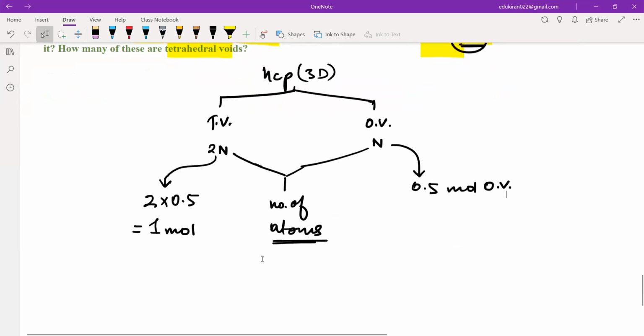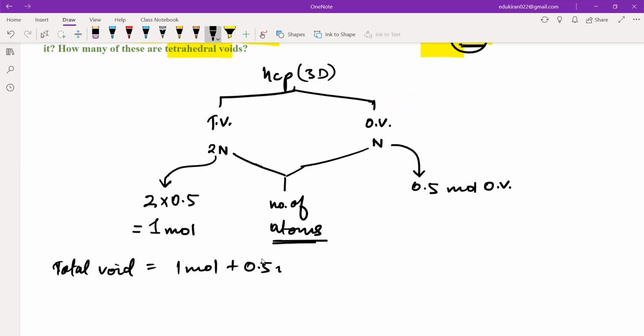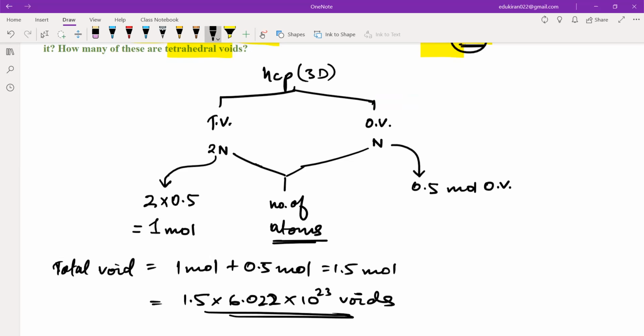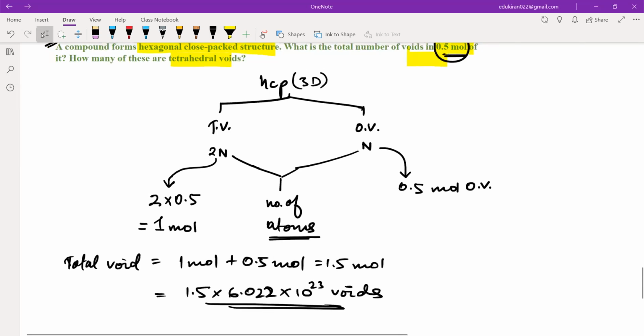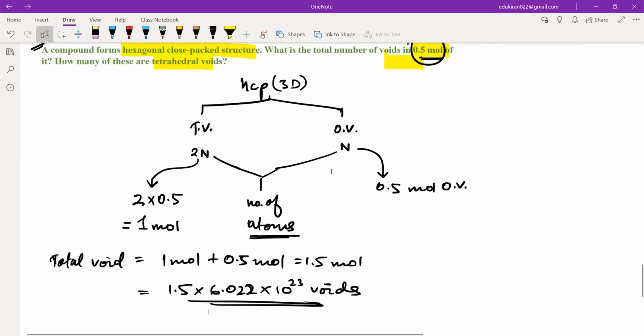And in total, if I add both of them, total voids is equal to 1 mole plus 0.5 mole, which is equal to 1.5 mole. And if you want to write it like this, you can write it as 1.5 into 6.022 into 10 to the power 23 voids. Tell me, is this clear? Yes or no? Yes, sir. Please write this down with the question. Raise your hand when you are done.